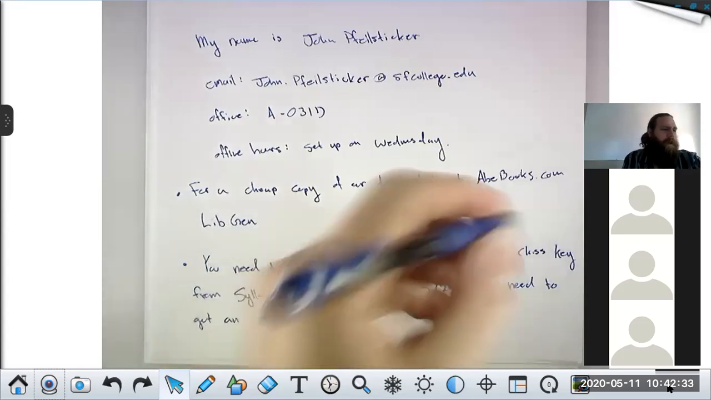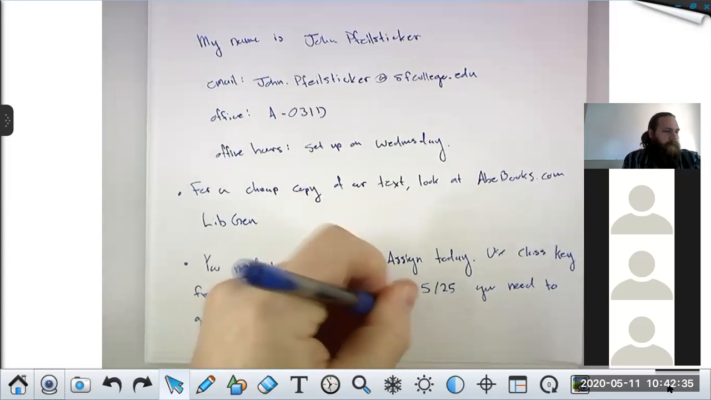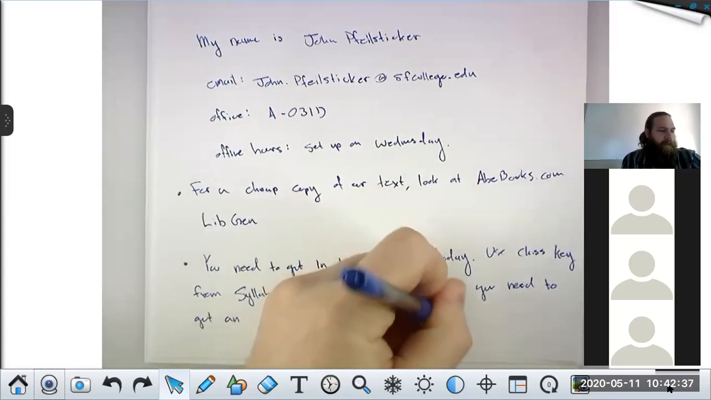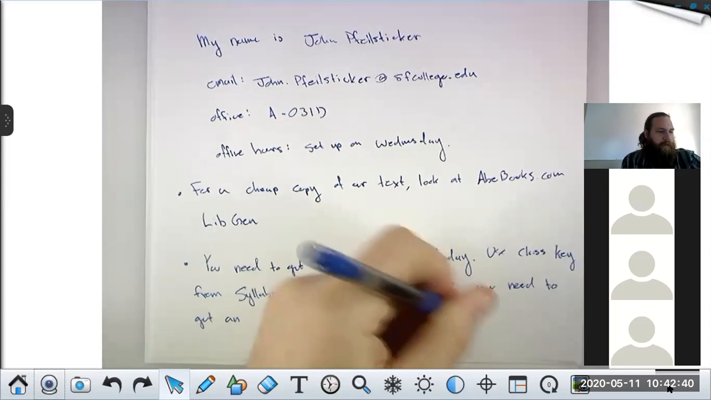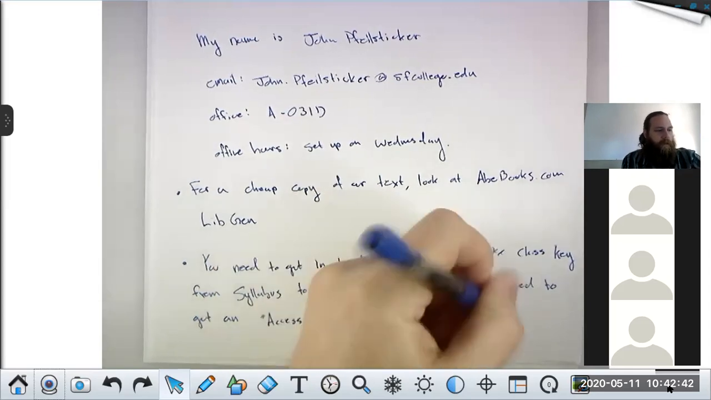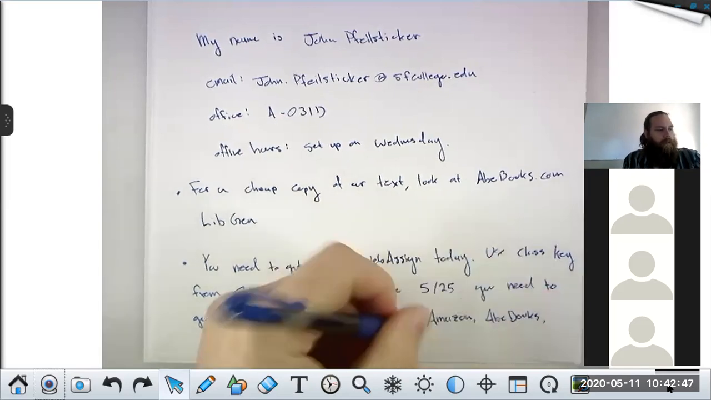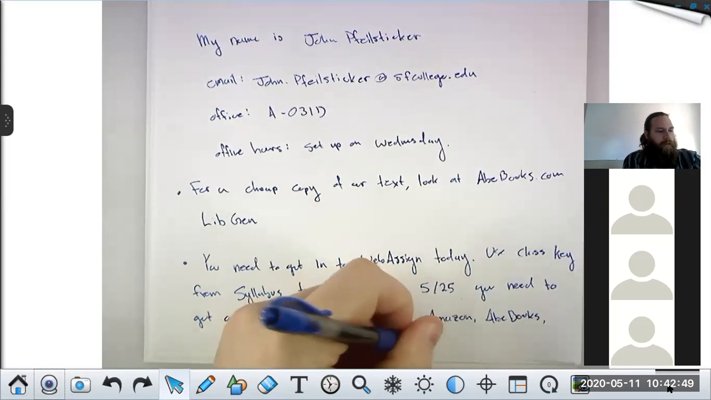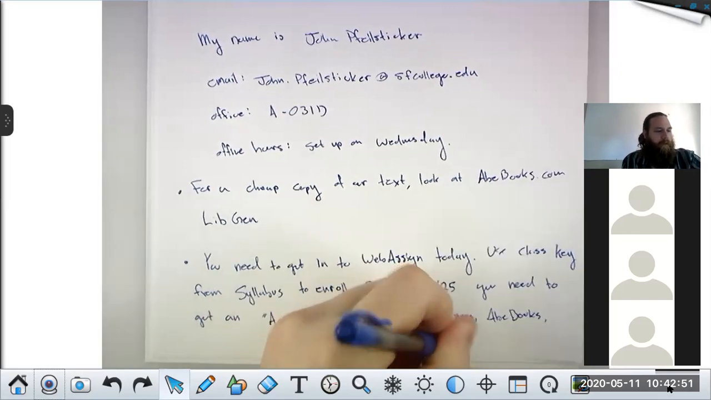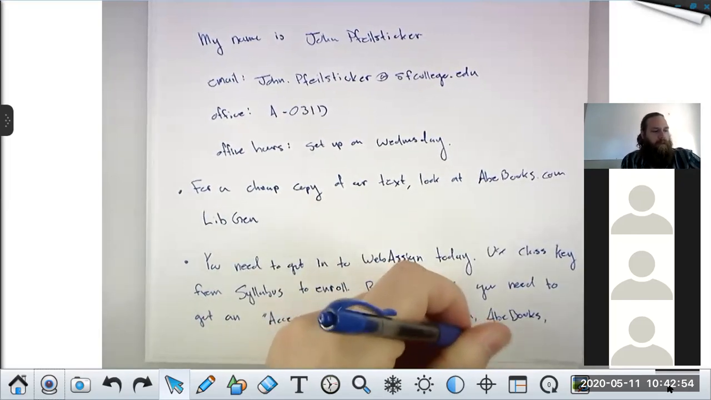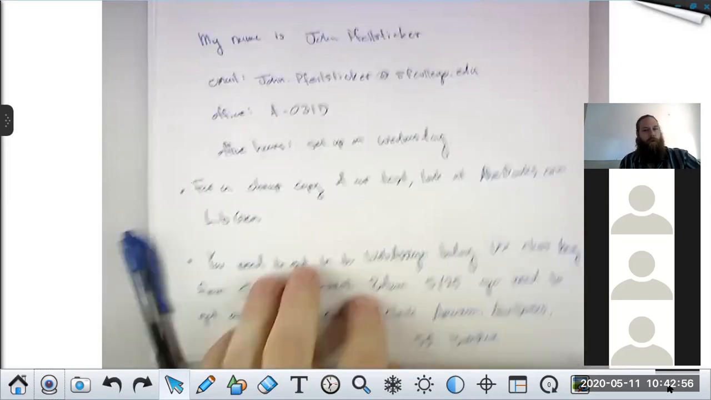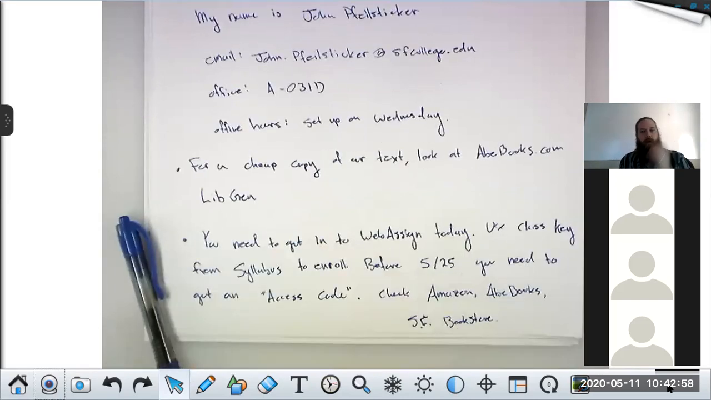Places I would look: maybe Abe Books, but I would check Amazon, and of course the Santa Fe Bookstore. I don't think the bookstore is operating physically right now, but I do believe they have the ability to buy these things online. So I'm not 100% sure.